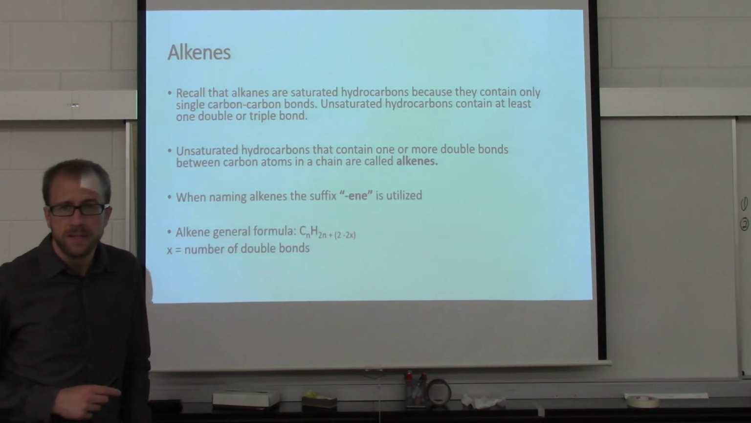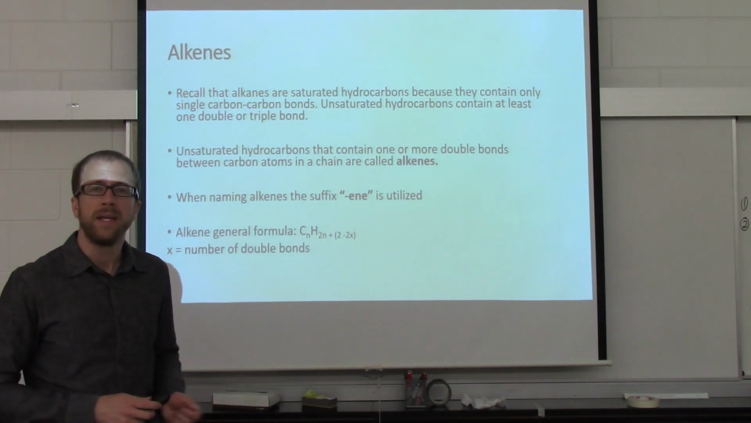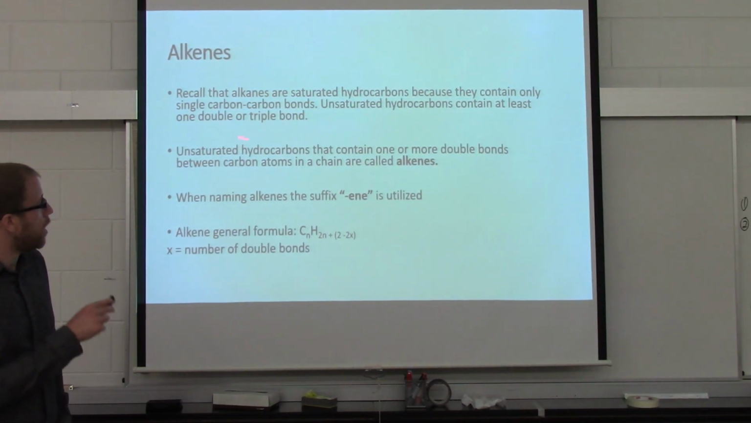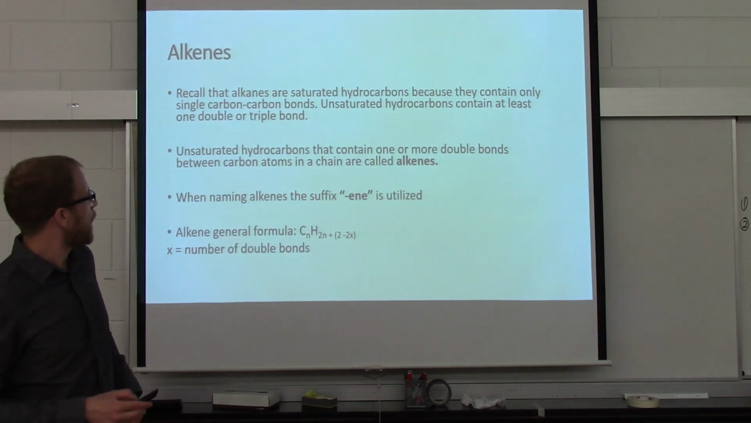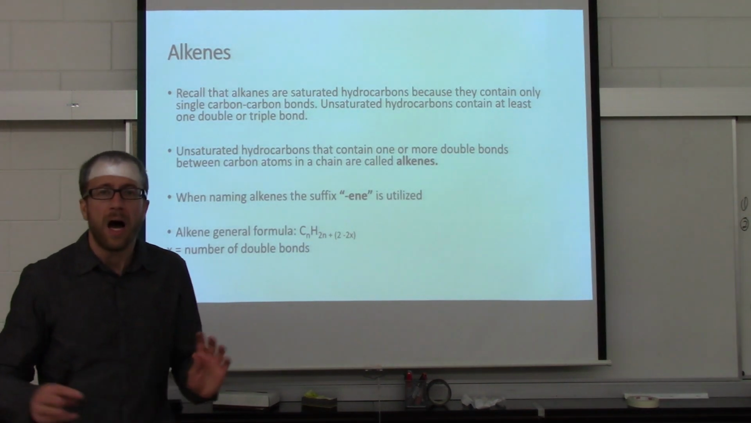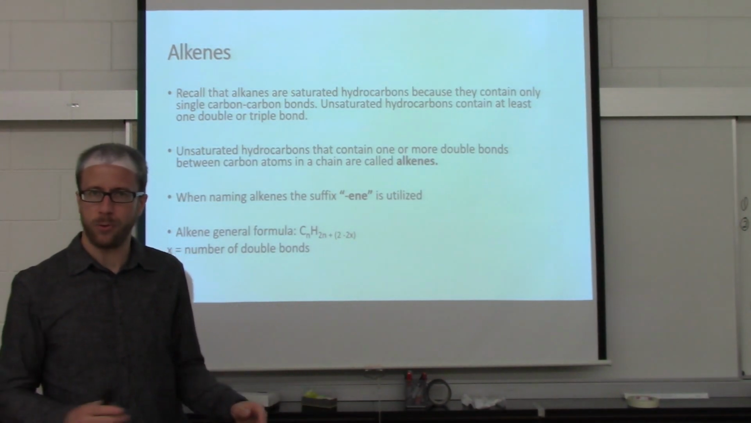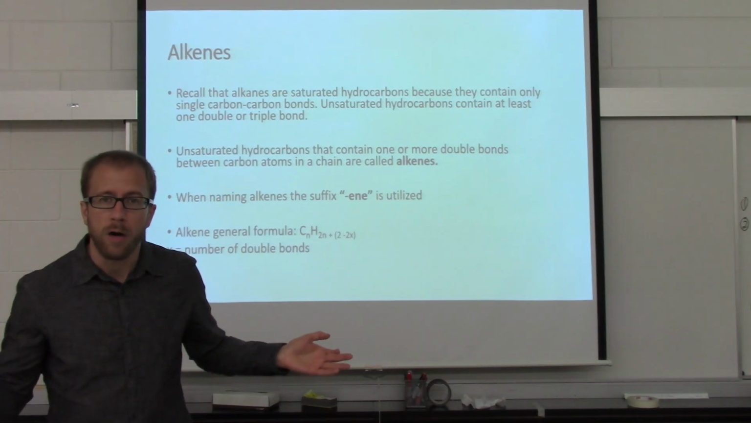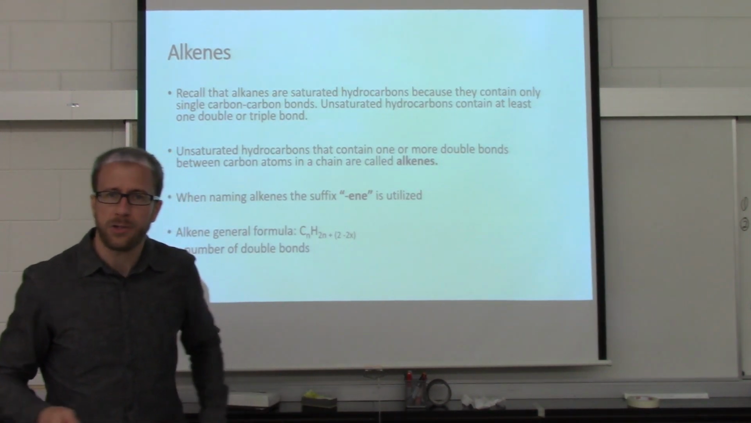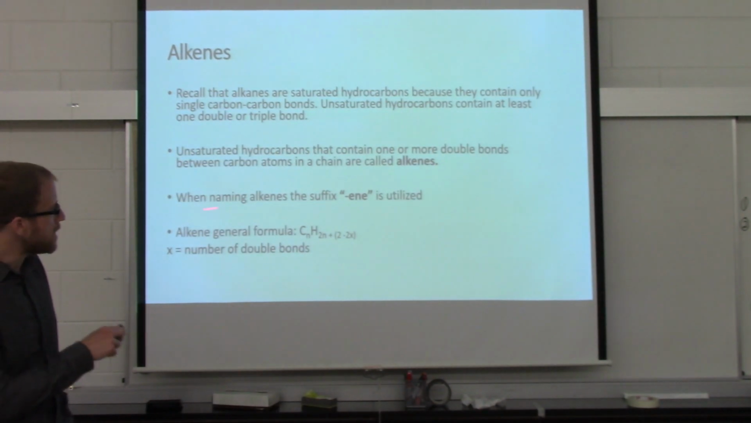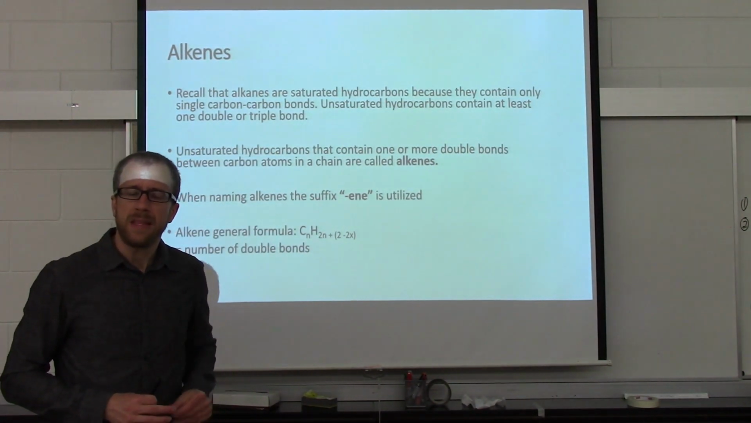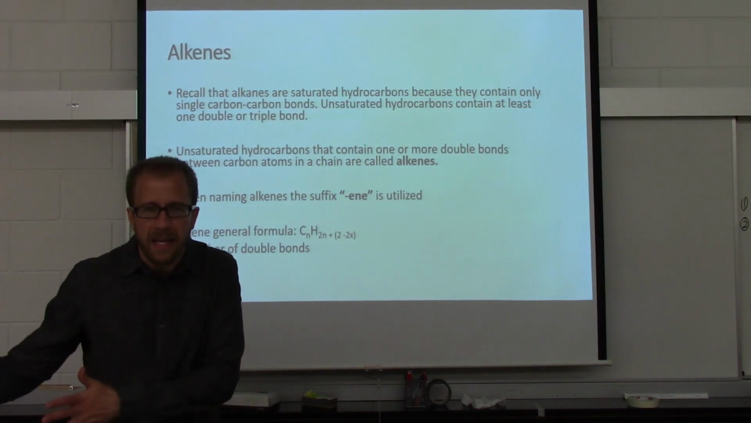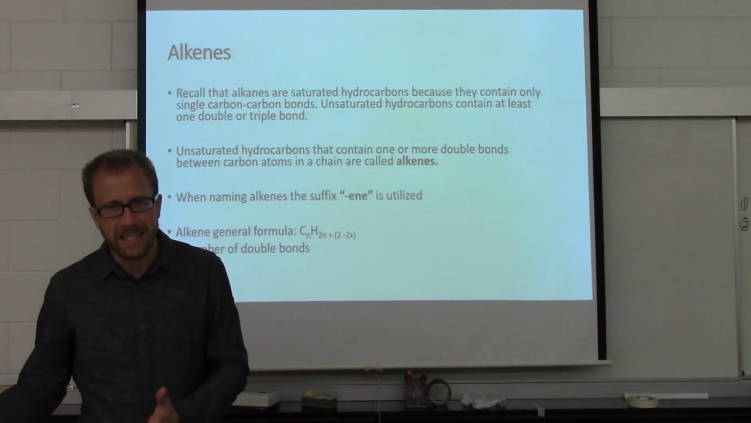Alkenes are hydrocarbons that have at least one double bond within your molecule. Now, these alkenes will now make them unsaturated hydrocarbons. Right? You add a double bond, your hydrocarbon is no longer fully saturated with hydrogens. Now, when we name these, we give it the suffix "ene." Right? With alkanes, we use the suffix "ane." With alkenes, we use the suffix "ene."